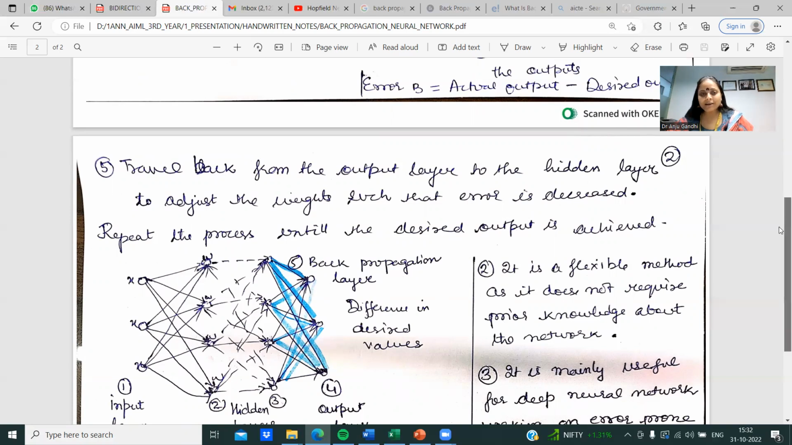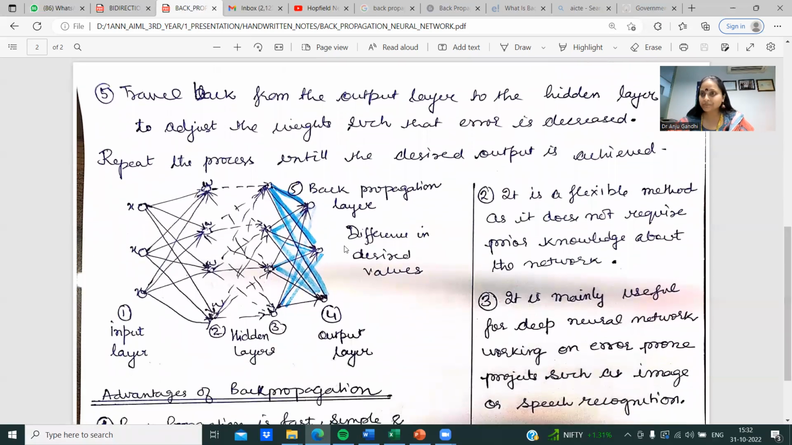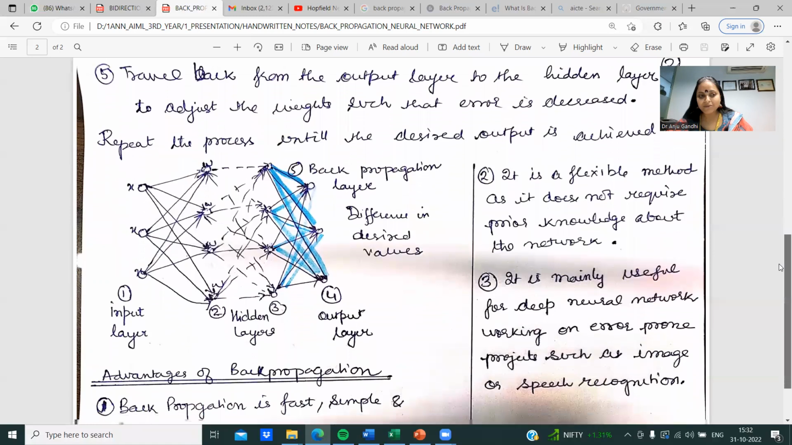So looking at the diagram of the backpropagation network, this is the input layer, these are the hidden layers, this is the output layer, and this is the backpropagation layer. This is the difference from the desired values, which we have to find out.